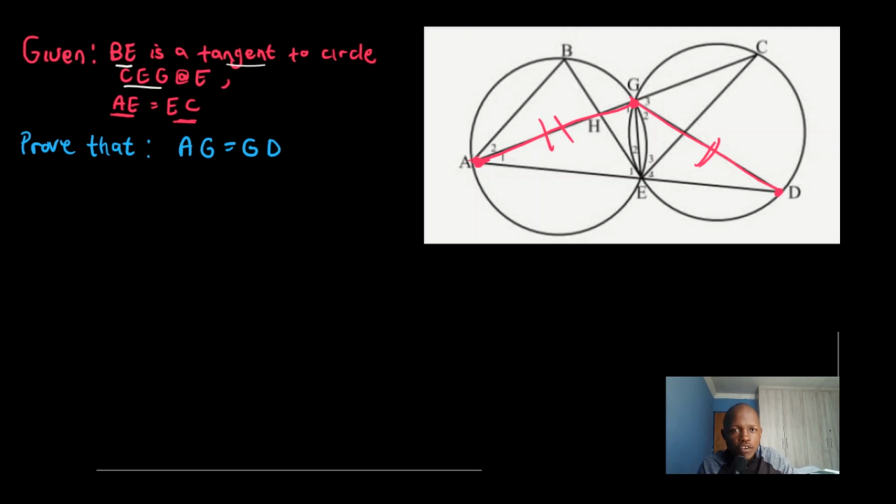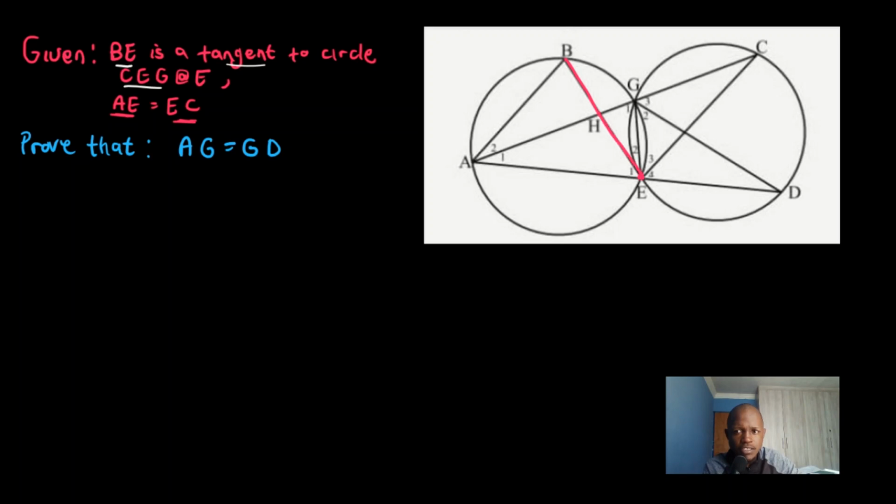So the first step that we're going to use is as follows. This is an interesting problem, by the way. If you believe that you can solve it, just pause this video and solve it, and let's see if you'll be able to get what I got. Anyways, prove that AG is equal to GD. So this is what I'm going to do. We're going to start off with the tangent, right?